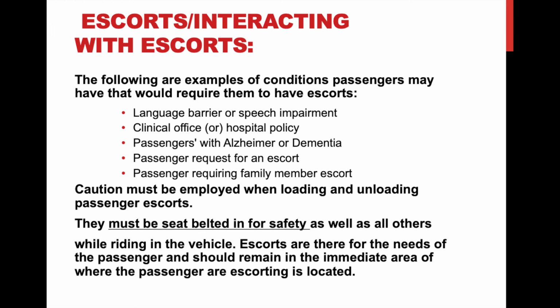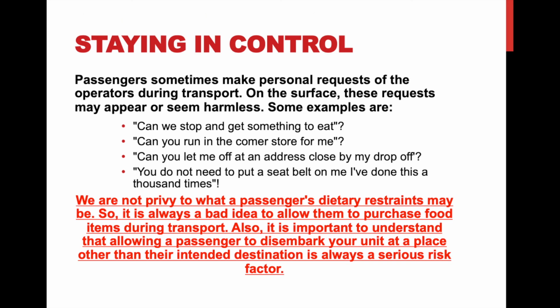It's important that those individuals are seat belted, just like anybody else in the vehicle. It is a law within our state that you have to have a seatbelt on if you are in a vehicle that is in motion. And those escorts are there for the needs of the passenger and should remain in the immediate area of the passenger. So we're not going to stop off at McDonald's and let them run in and grab a burger. They are there to be supervising that passenger, and that's how it needs to be at all times.